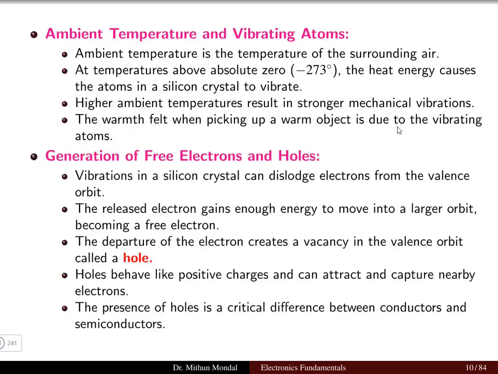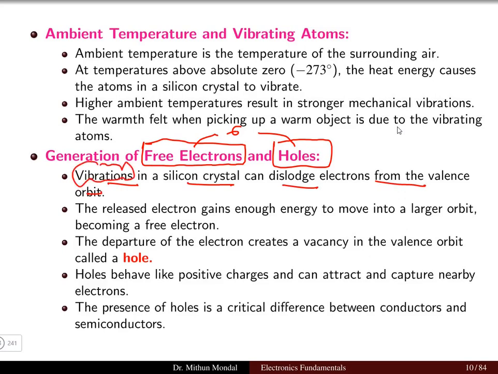Now in a semiconductor we will have free electrons and holes, which will be responsible for the conductivity of the semiconductor. The vibrations in the silicon crystal can dislodge the electrons from the valence orbit. These vibrations are produced because of the heat, and the electrons present in the valence orbit will be dislodged. The released electrons gain enough energy to move to a larger orbit and become free electrons.